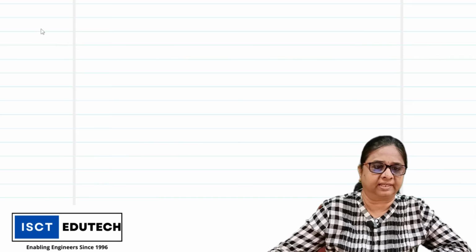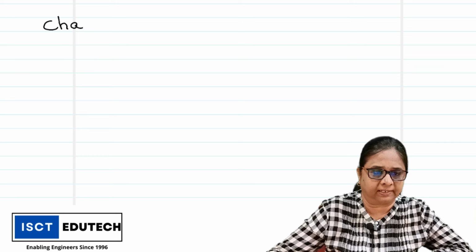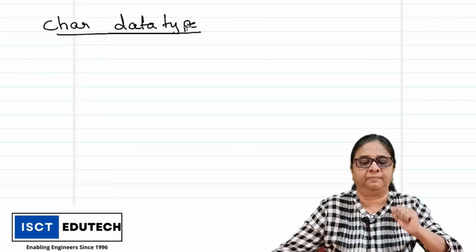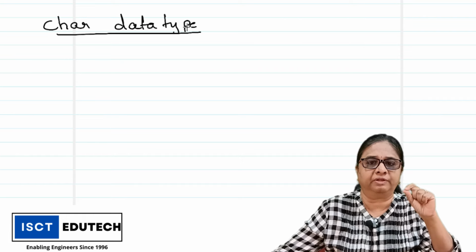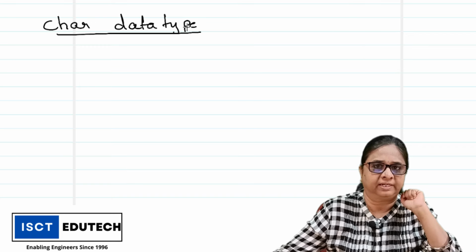The next topic is character data type. What is this character data type? We have learnt about integer and float data type, basically meant for numbers. Now, what if I want to work with non-numerical type of information? Then we go with character data type. What can come under a character data type?